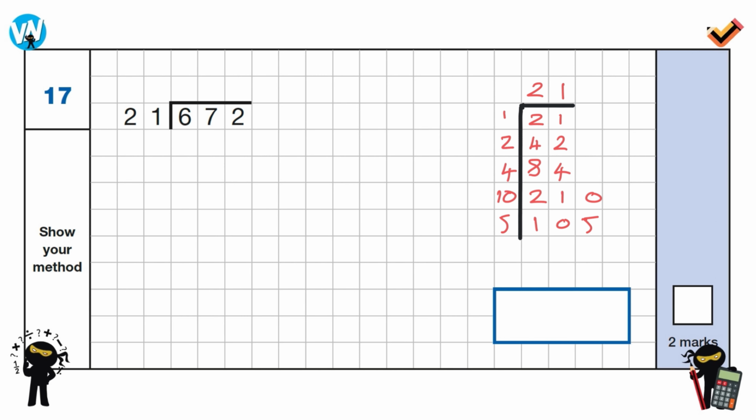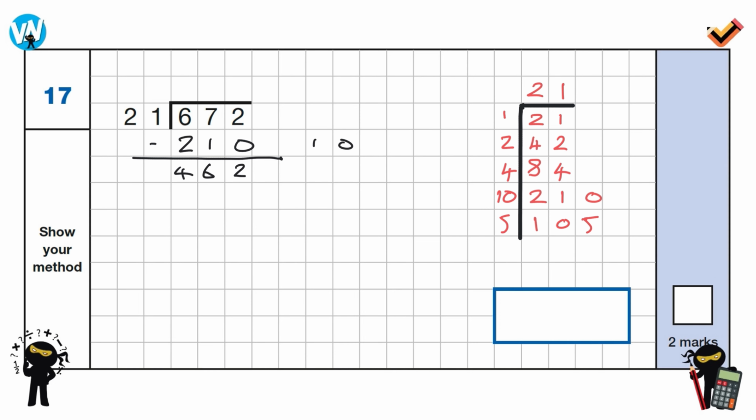And in the SATs now, I can just subtract straight from here. I don't need to write anything else out. All right, so my biggest chunk that I can take away is 210. So I'm just going to take away 210. Just grab my ruler. Not particularly straight. 2 take away 0 is 2. 7 take away 1 is 6. 6 take away 2 is 4. So I'm left with 462.